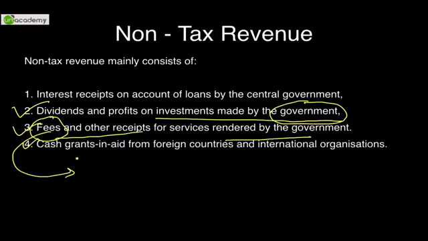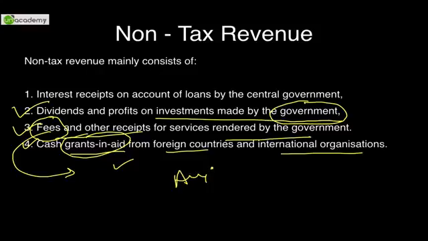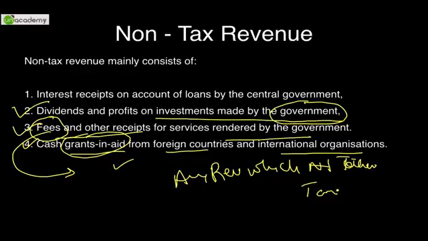And cash grants and aid from foreign countries. If an earthquake occurs or any kind of mishap occurs, or even if no mishap occurs, whatever grant we are getting from any country abroad is considered a non-tax revenue. Basically, any revenue other than taxation revenue will be categorized under non-tax revenue. So this was part one of fiscal policy.